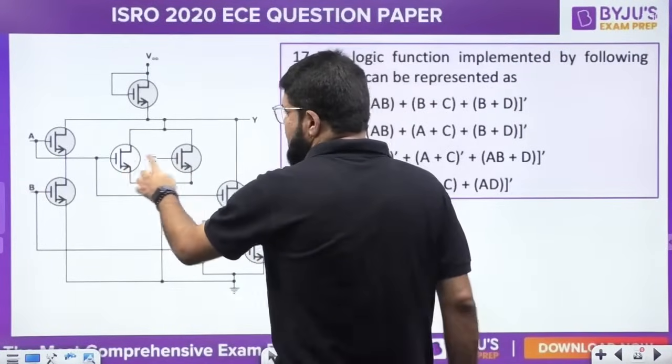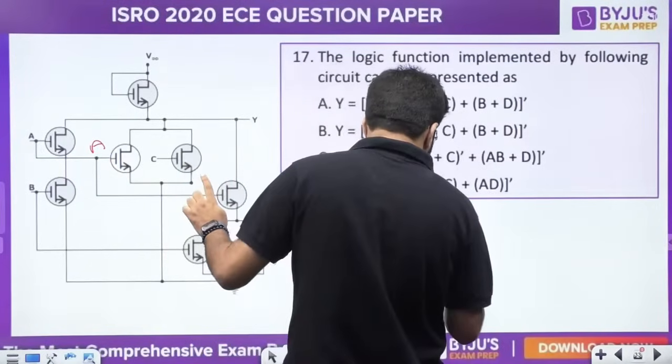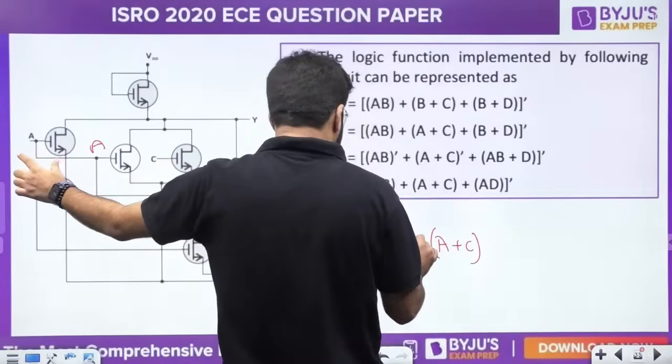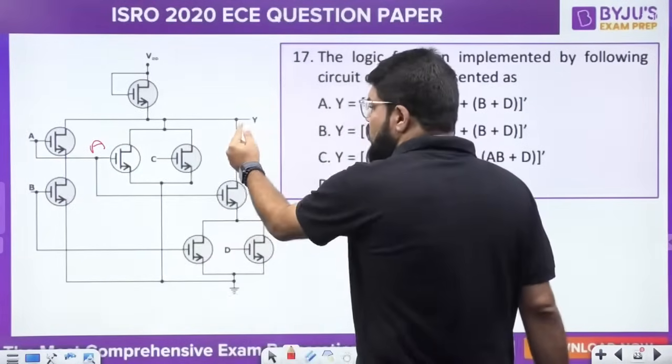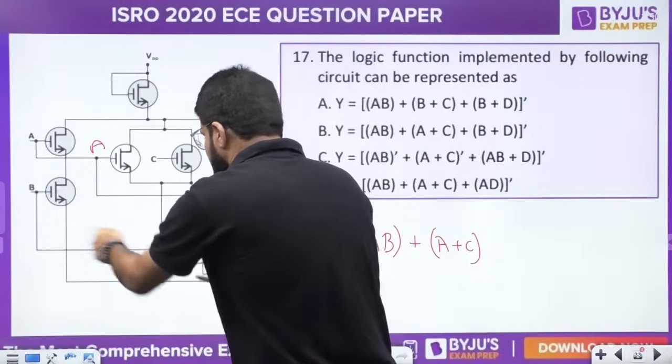So what is this? This is the input A only, right? Here A has come. So A plus C. This A plus C is also in parallel with this structure, so here we apply plus. Then there is one more parallel connection. What is coming here? It is again A coming up here, and this is the input B.